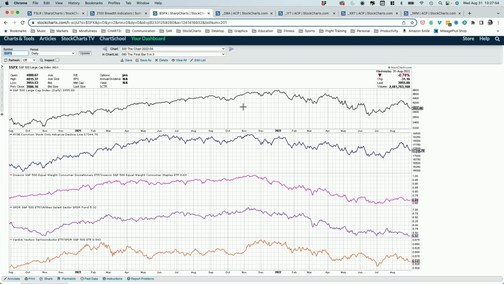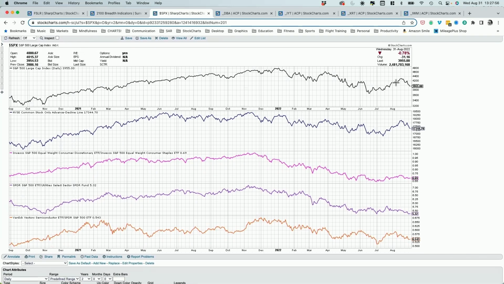Finally, this is a chart I very simply call the chart. It highlights 5 different things which I think are important to follow: the closing price of the S&P 500, the advanced decline line for the New York Stock Exchange, the consumer discretionary to staples ratio, the relative strength of utilities flipped upside down, and the relative strength of semiconductors.